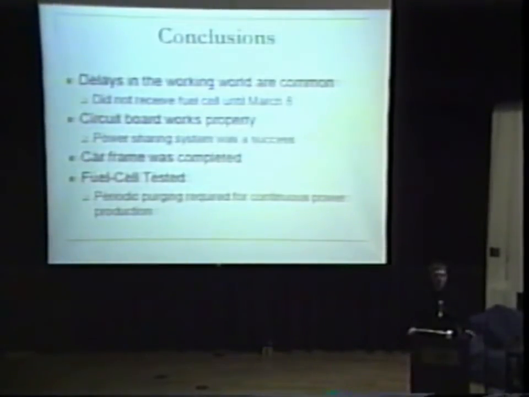The power sharing system was a success. And for the car frame, I found an old solar car frame and just made some adjustments, and I had to fix the steering. I had to get a mount manufactured for the solar panel, and that was done. And also, the fuel cell was tested. Like I said earlier, periodic purging is required for continuous power.